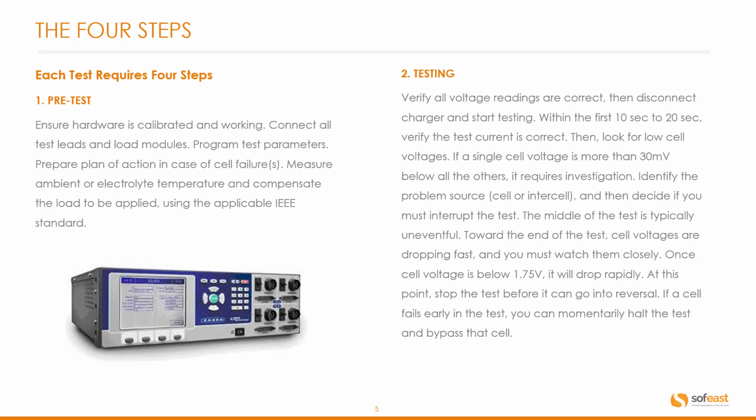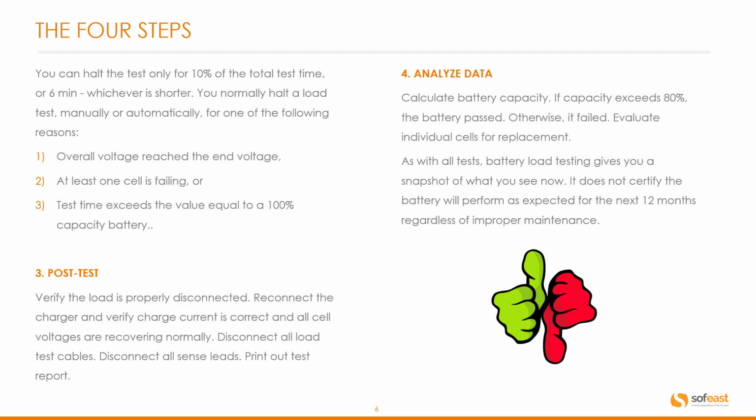The middle of the test is typically uneventful. Towards the end of the test, cell voltages are dropping fast and you must watch them closely. Once cell voltage is below 1.75 volts, it will drop rapidly. At this point, stop the test before it can go into reversal. If a cell fails early in the test, you can momentarily halt the test and bypass that cell. You can halt the test only for 10% of the total test time, or 6 minutes, whichever is shorter.